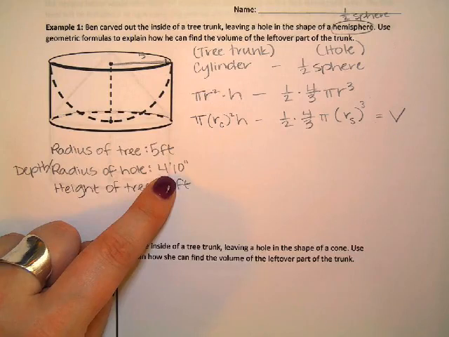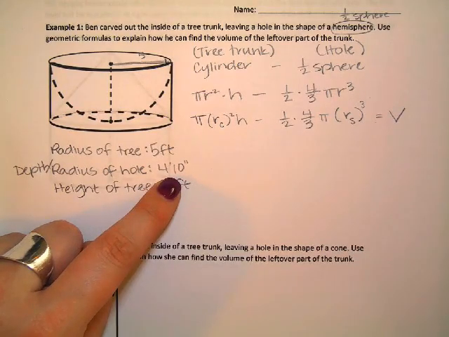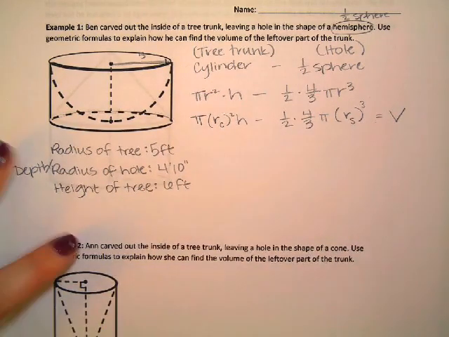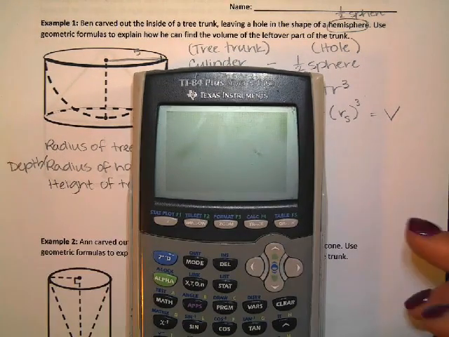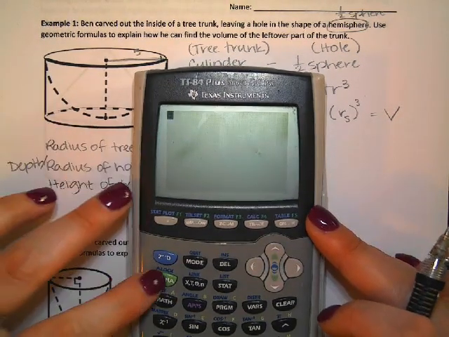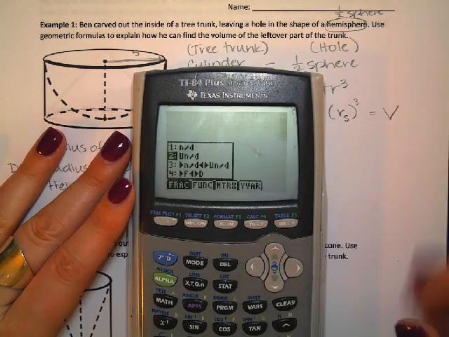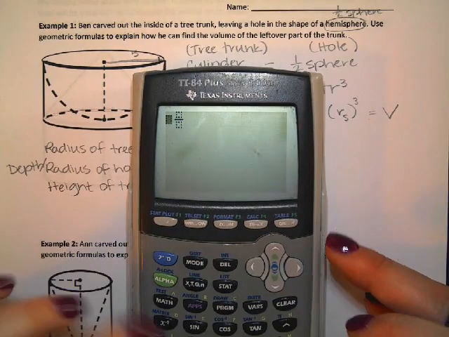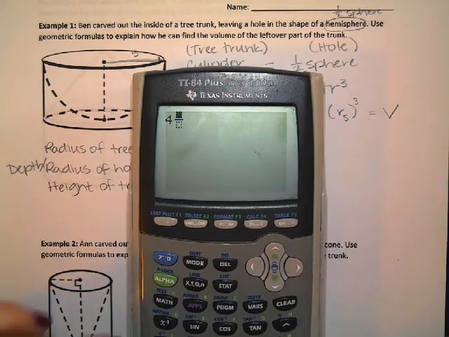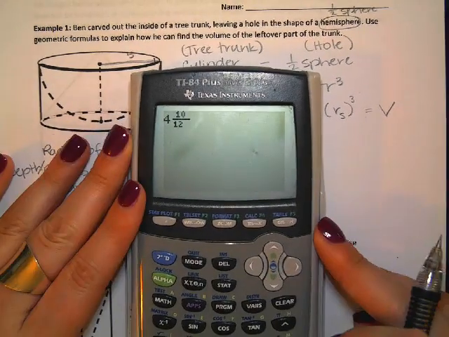And so what we're going to do is take 4 feet 10 inches and convert it only into feet. This is a little bit new. I don't think you guys have done this on these calculators yet. But if you hit alpha y equals, you can go down to option 2, and that lets you plug in a whole number, such as 4, and then a fraction such as 10 inches out of 12.